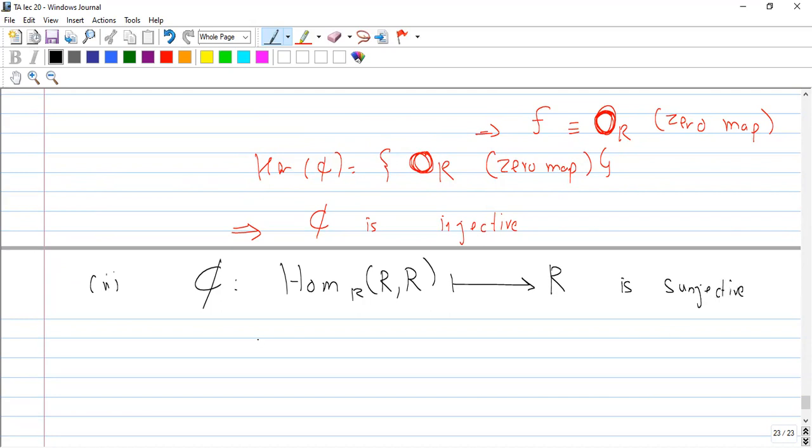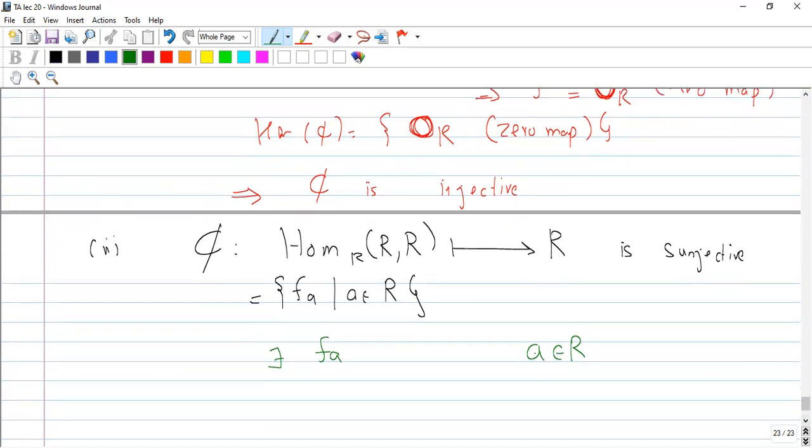For surjective we will use the fact that we proved earlier, that every R module homomorphism is in this form. So it is very easy: whenever I take an element a from R, we know that there always exists f of a, and then what will be its image? You tell me, what is its image?